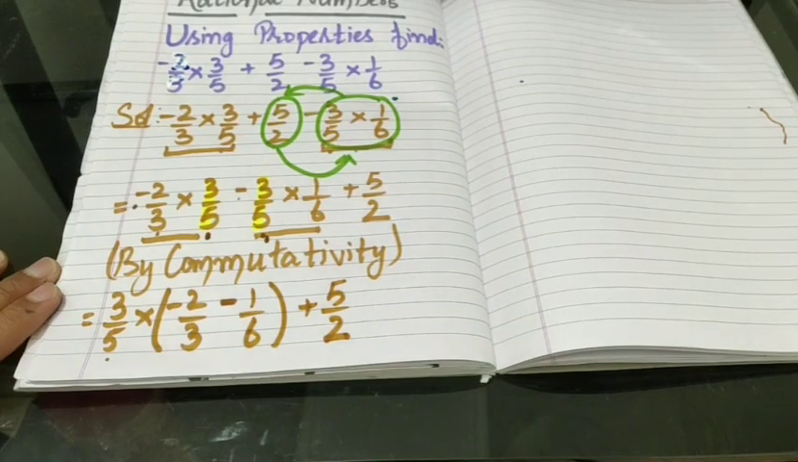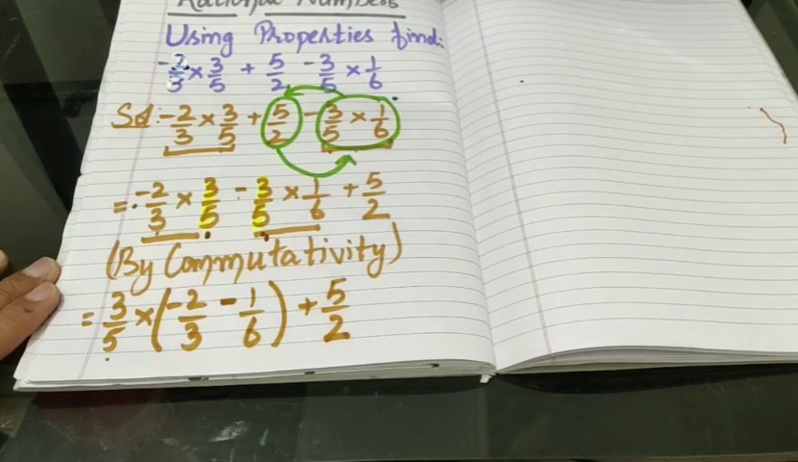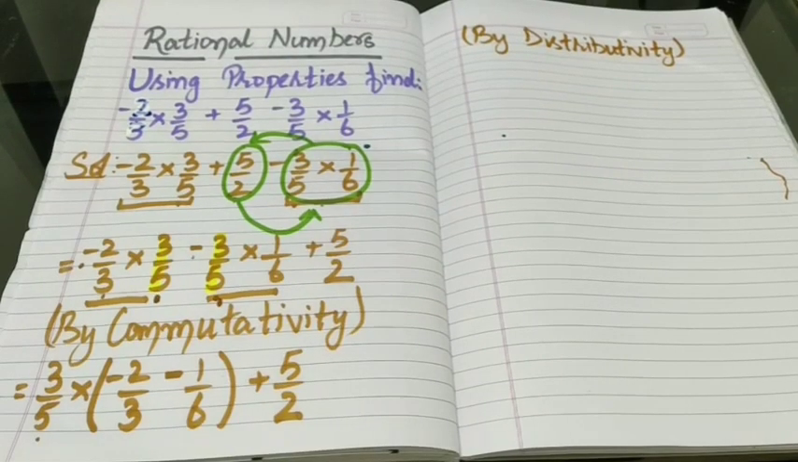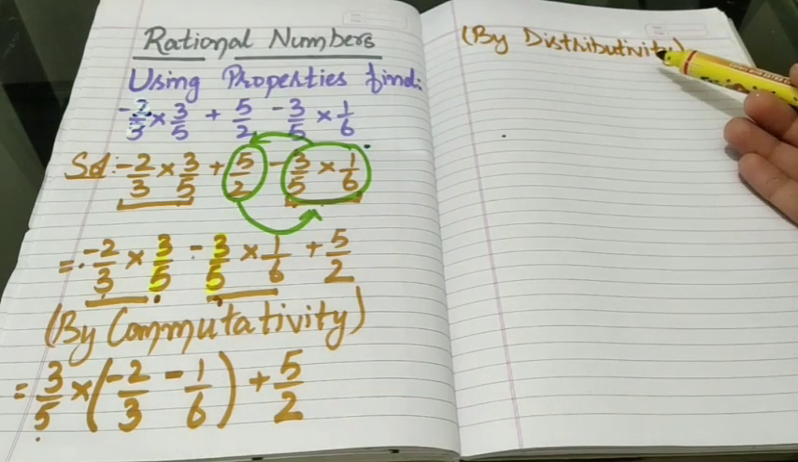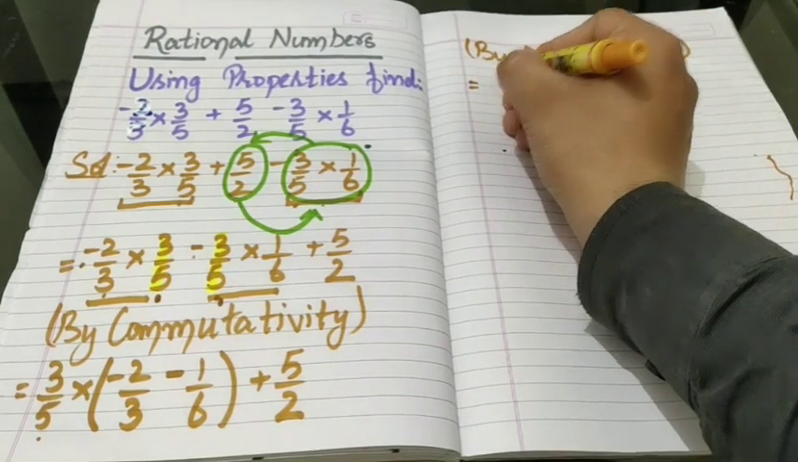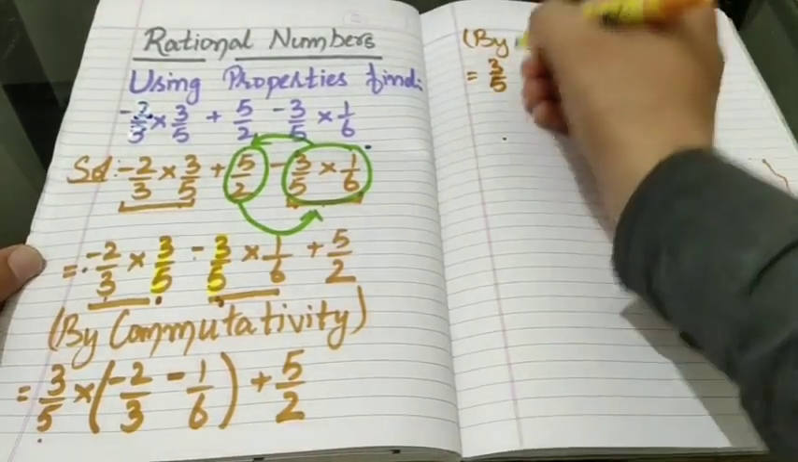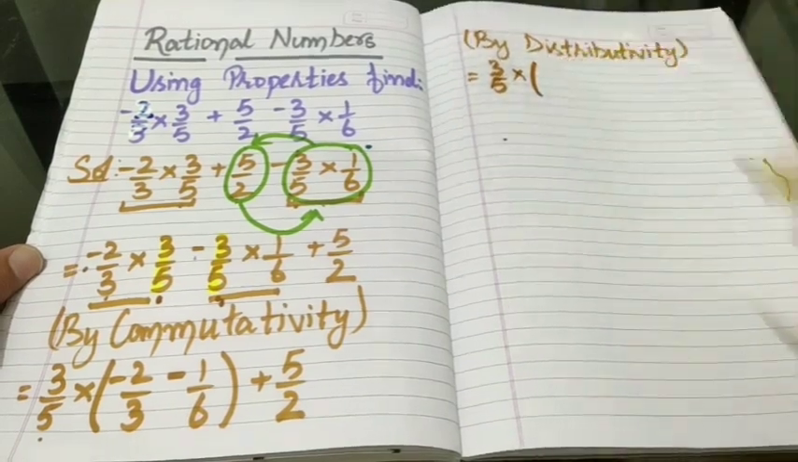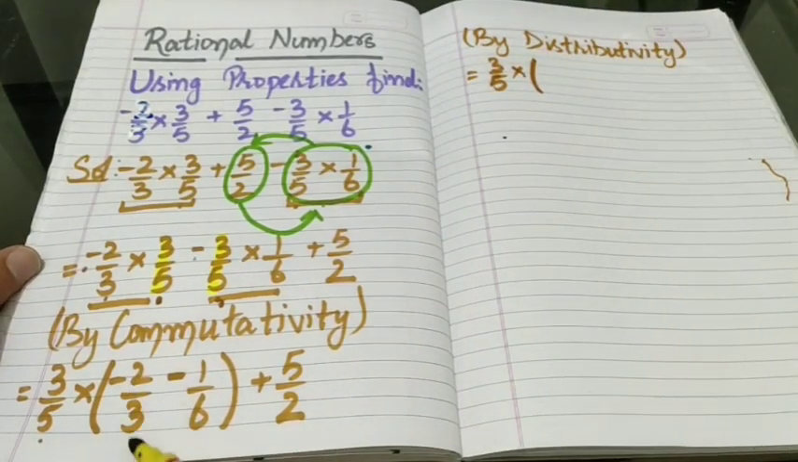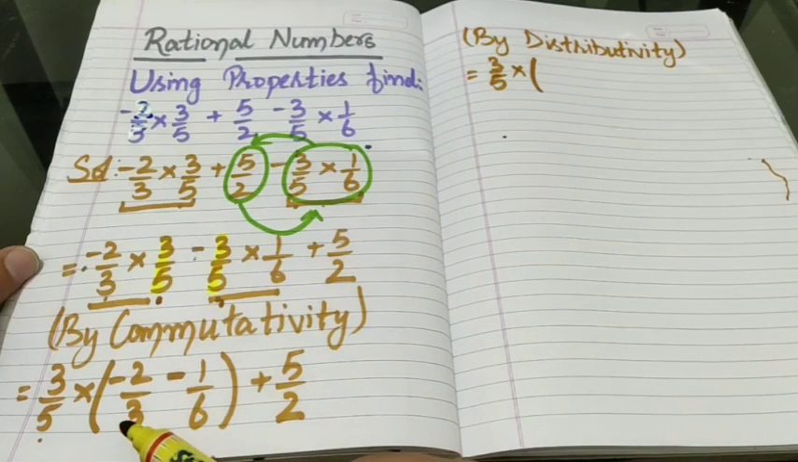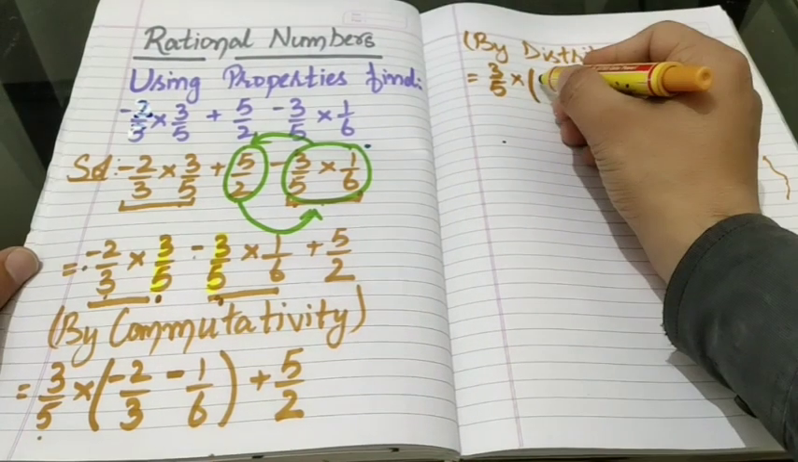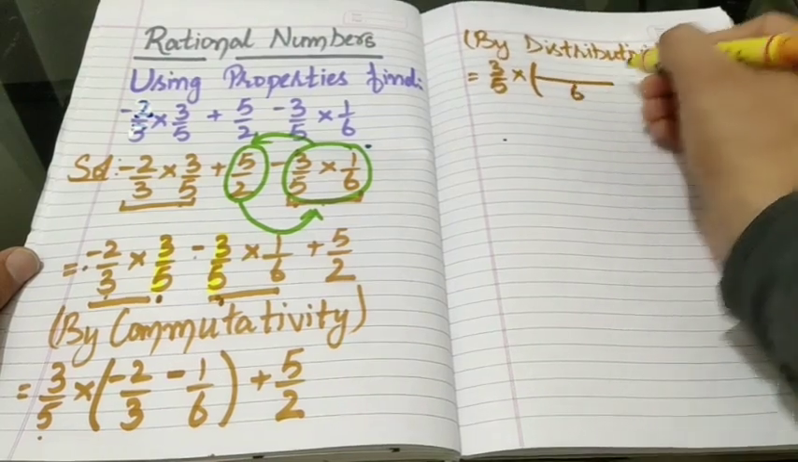Since we have taken 3 upon 5 as common and we have used the distributive property, we have to mention that. So we mention here by distributivity. Now in the next step, 3 upon 5 will remain as it is, multiplied by, bracket start, inside the bracket we have minus 2 upon 3 minus 1 over 6. Now we will simplify this bracket first, and to simplify it we have to take the LCM, and the LCM of 3 and 6 is 6. So in the denominator we have to mention 6.